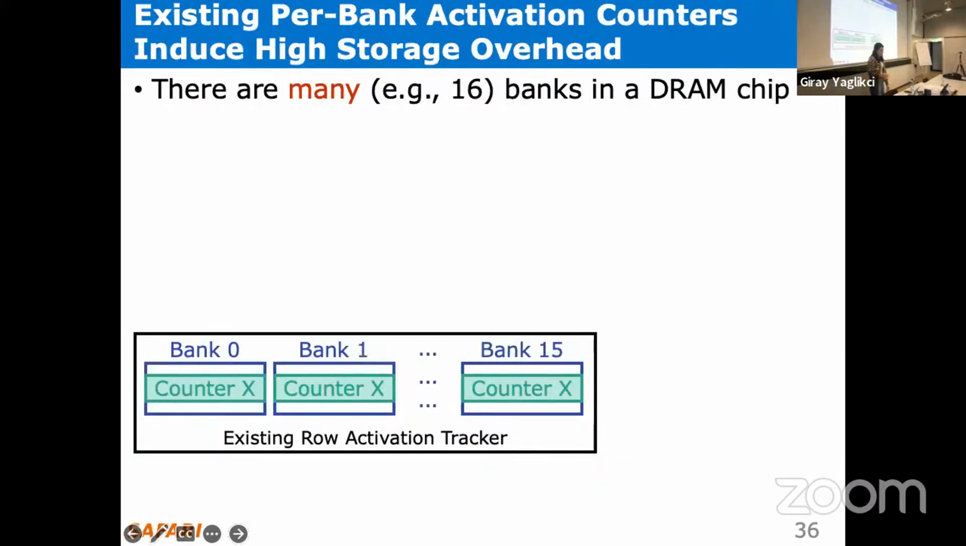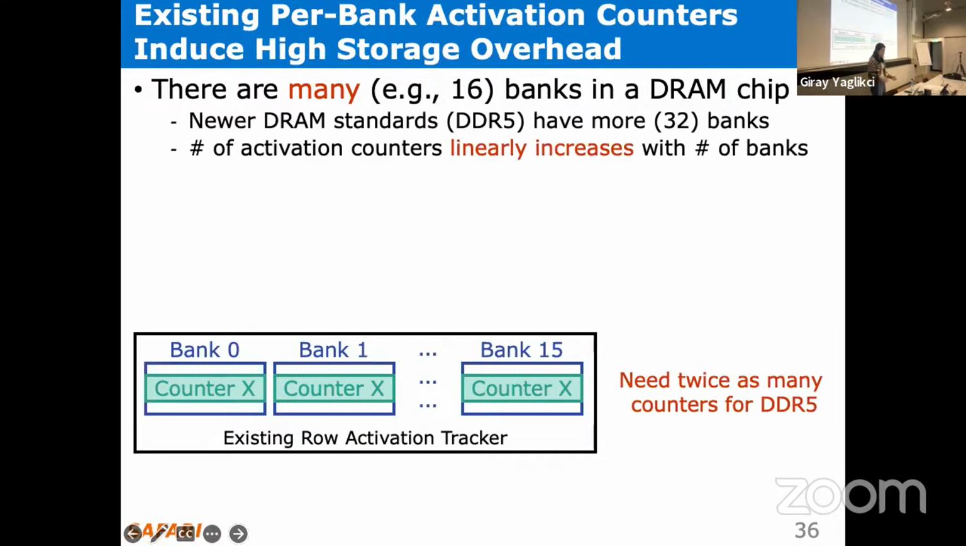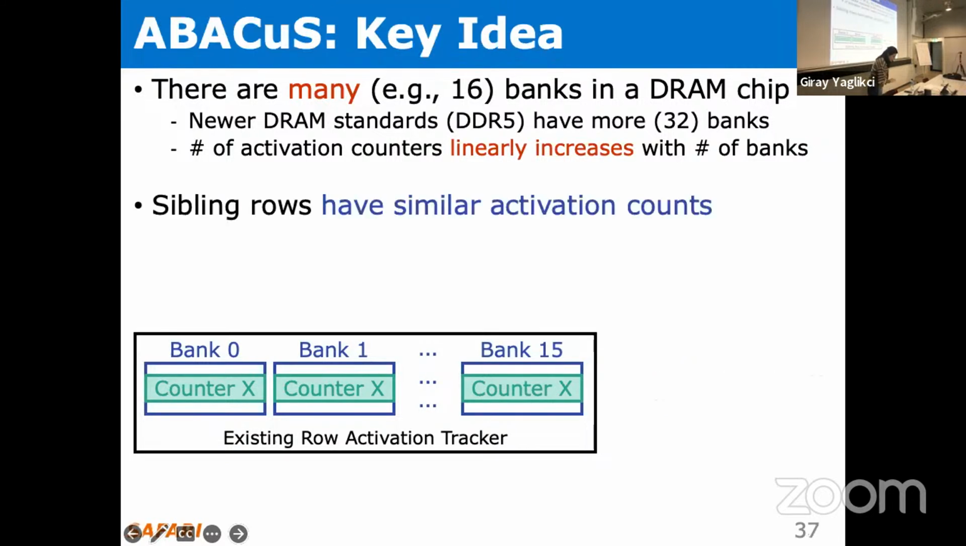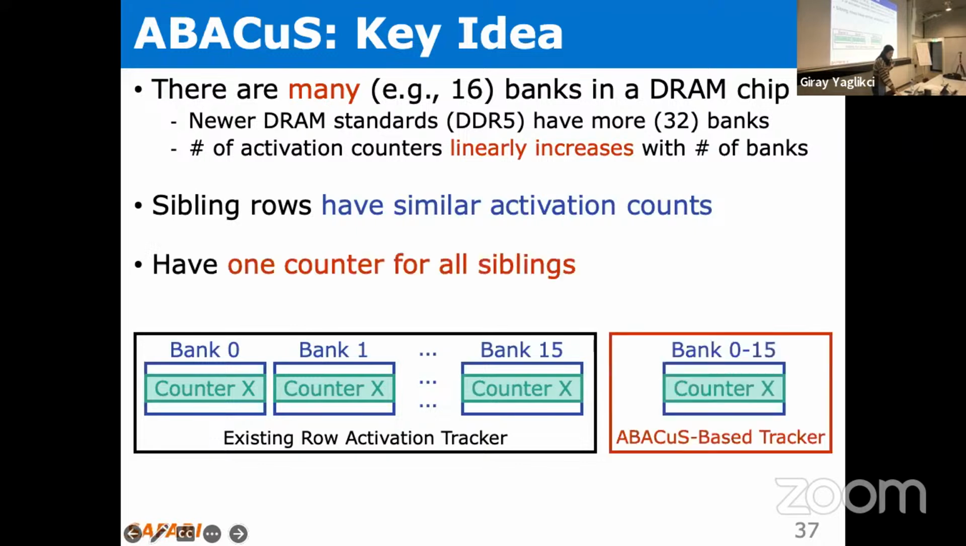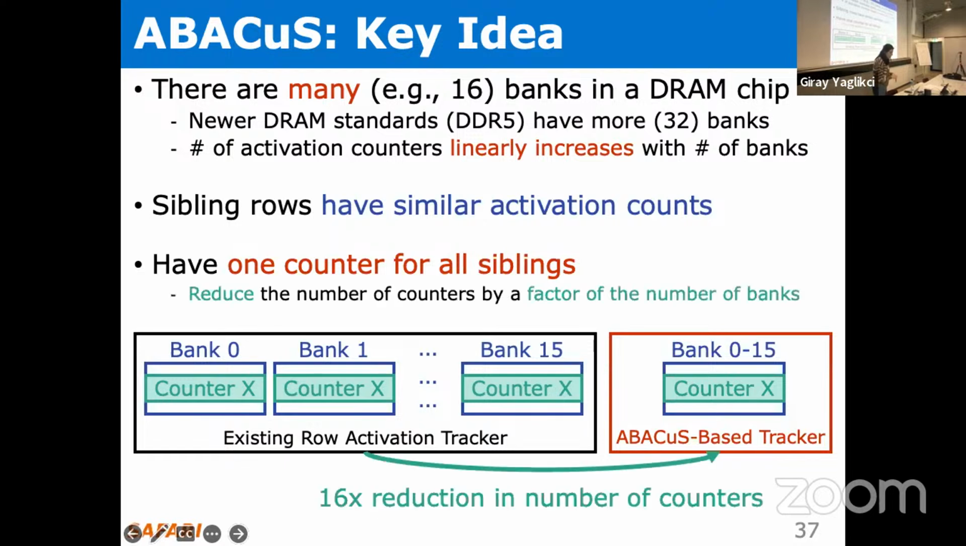Let me quickly introduce an important problem that we did not talk about existing per bank activation counter-based mitigation techniques. There are many banks in a DRAM chip. So the number of banks and thereby the number of activation counters increase with the newer DRAM generations. And we have already seen that sibling rows have similar activation counts, and our key idea based on that is quite simple. It is to use one activation counter for all sibling rows and reduce the number of counters by a factor of the number of banks.